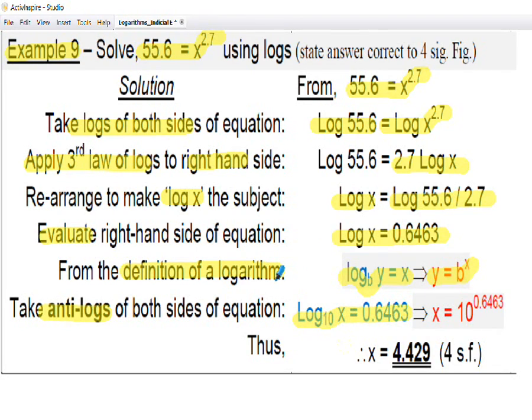So in this case, the b is equal to 10, the y is equal to x, notice, and the x is equal to 0.6463. So writing that in my exponential form, x is equal to the base 10 raised to the power of 0.6463. Doing the numbers on that, I get x is equal to 4.429. So if you don't follow the application of the definition there, don't worry too much, because all you need to do on your calculator is use the shift and log function of the 0.6463 and it will give you 4.429.